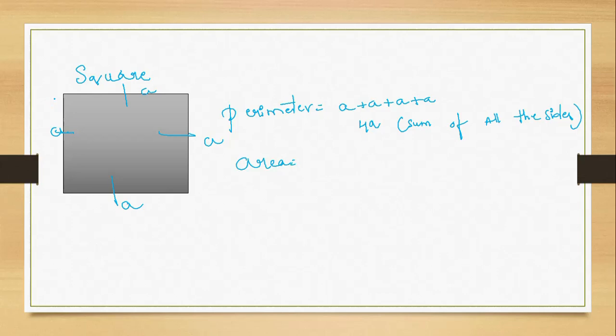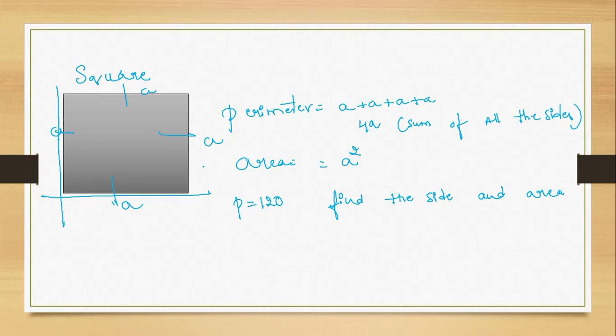Next, area. We consider two dimensions, so a into a. Area is equal to a square. To find this, let us solve an example. If the total perimeter is given, that is the perimeter is 120, then find the side and area.